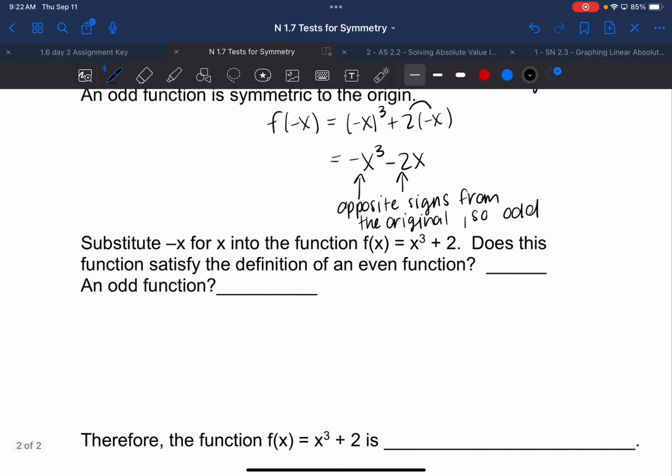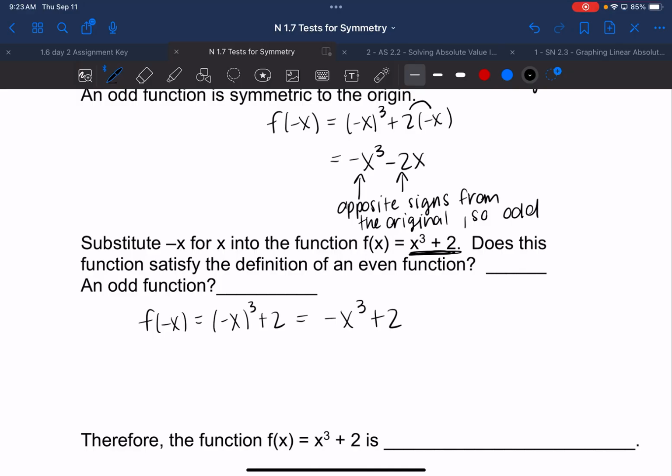Okay. It goes on to say here, substitute in negative x for x into that function x cubed plus 2. And they asked, does this function satisfy the definition of an even function? Does it satisfy the definition of an odd function? So let's give it a try. So now I'm going to sub in negative x into this function. So it's similar to that second one, but not quite the same. So I'll just have negative x cubed plus 2, right? Okay, well, like we said, when you cube a negative, it stays negative, right? So this would be negative x cubed plus 2, right?